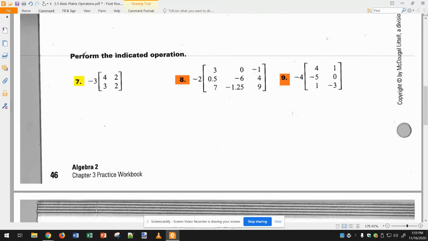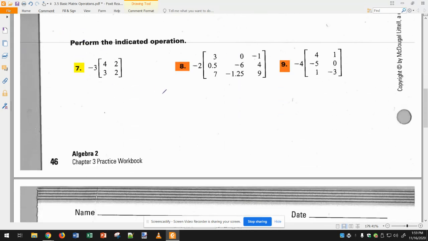Okay, and then number 7, we get into multiplying. So if this number is in the front of the entire matrix, it means that you must multiply it times everything inside the matrix. So this resulting matrix should be negative 12, negative 6, negative 9, and negative 6. So just multiply everything. This is called a scalar. Scalar means you multiply. So you do the rest.